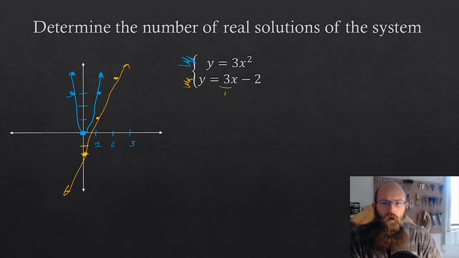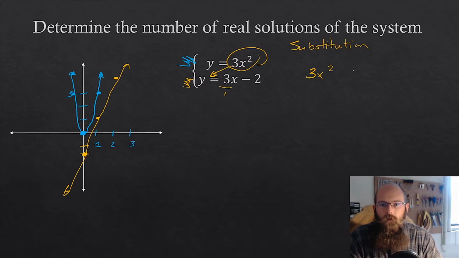So they're actually both already set equal to y. So let us set them equal to each other. I'm going to use substitution, and I'm going to set these two things equal to each other. So I'm going to take this top piece and substitute it in for that. So 3x squared equals 3x minus 2.